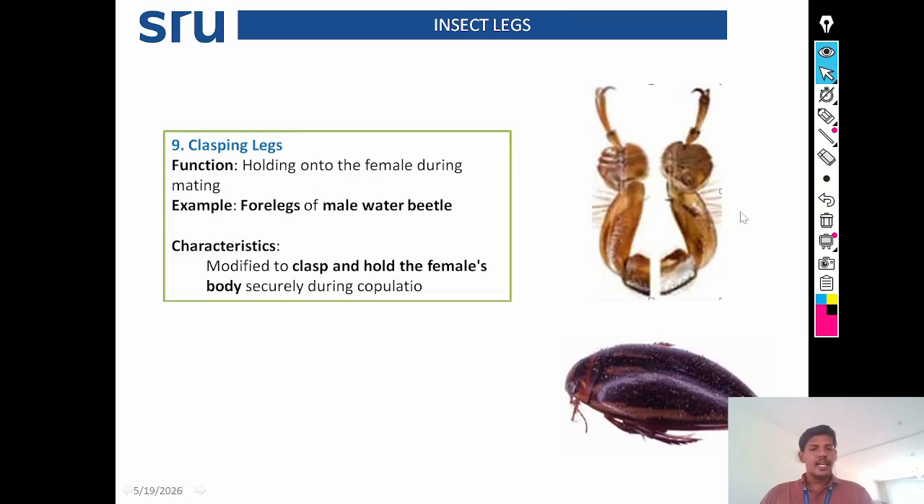Next leg is the clasping leg. Their function is holding onto the female during mating. See the example: four legs of the male water beetle are the clasping legs. See their characteristic: modified to clasp and hold the female's body securely during copulation.